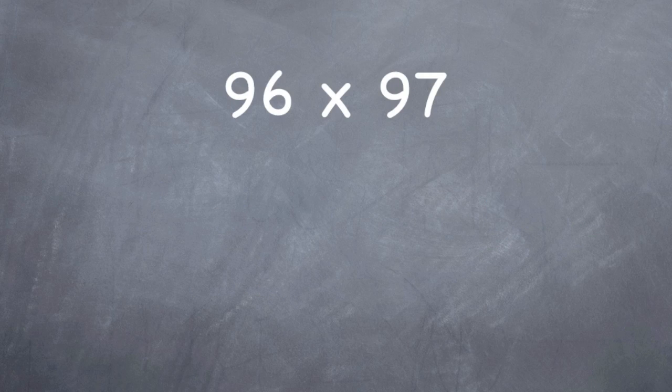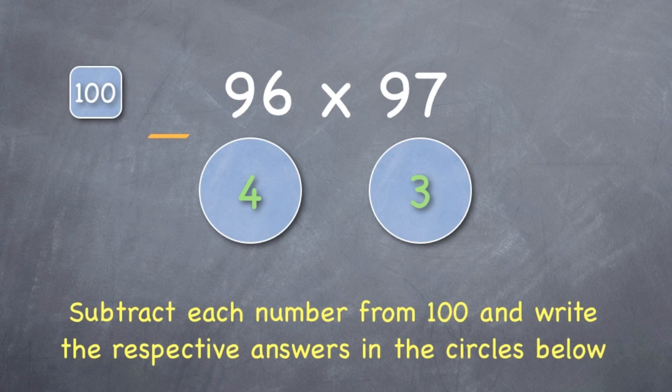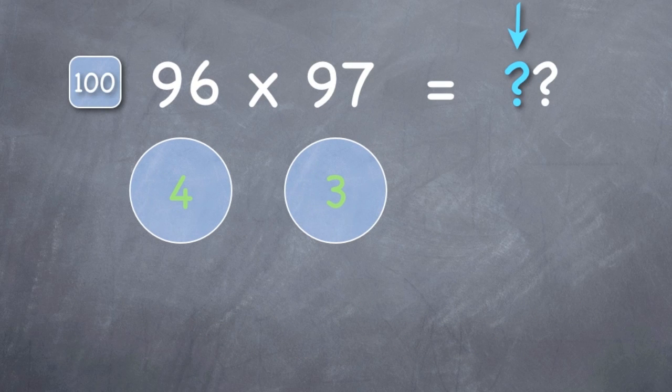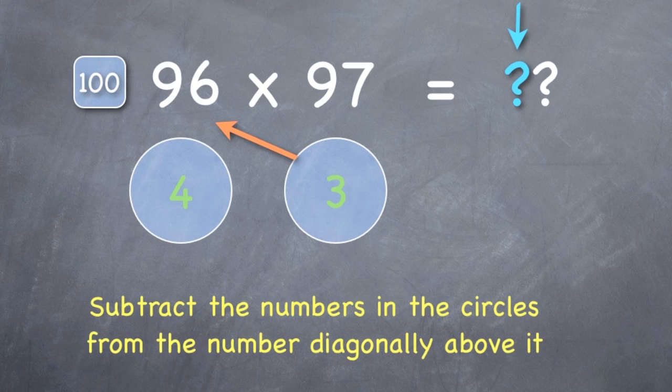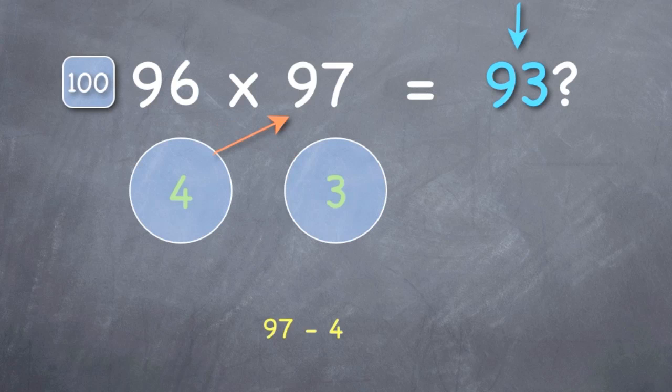Now the 96 by 97 example, same thing, using 100 as a reference number, drawing the circles below and subtracting from the reference number. So 96 from 100 is 4, 97 from 100 is 3. How do we find the first part of the answer? We subtract the numbers in the circles from the numbers diagonally above them. So that'll be 96 minus 3 and 97 minus 4. Both of them will give you 93.